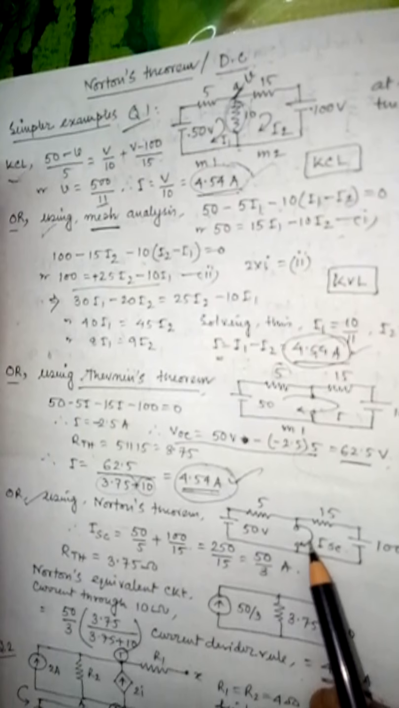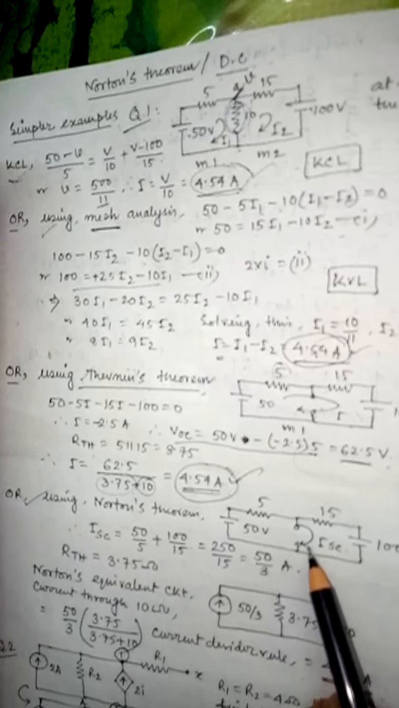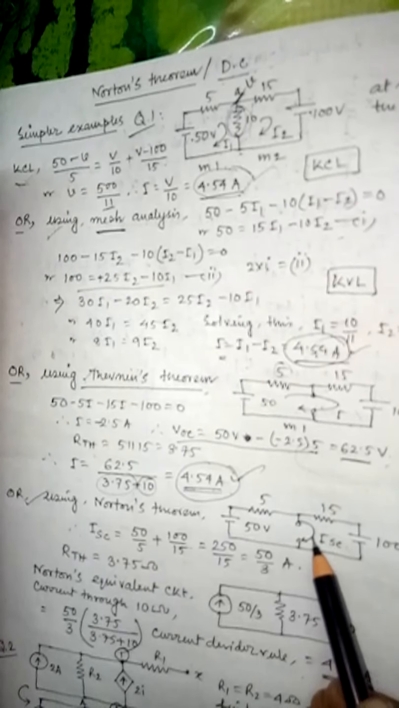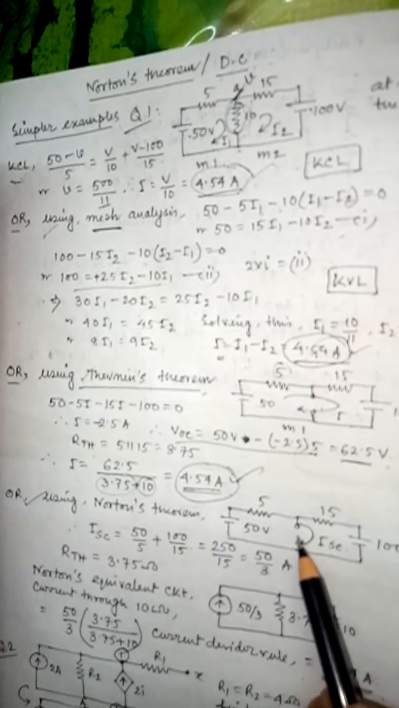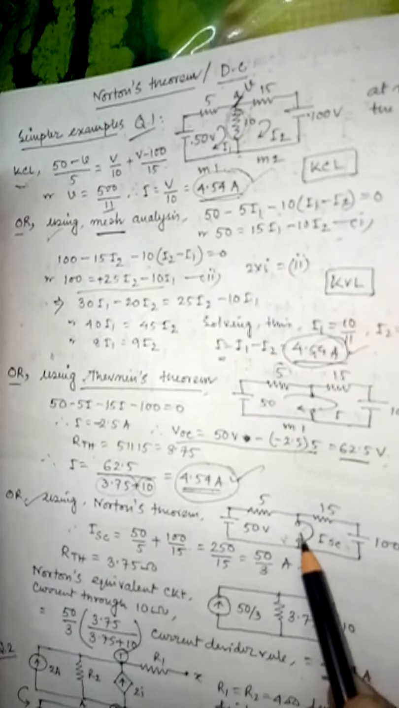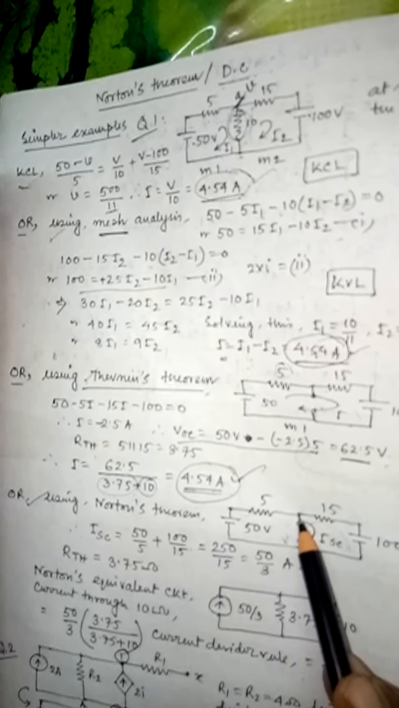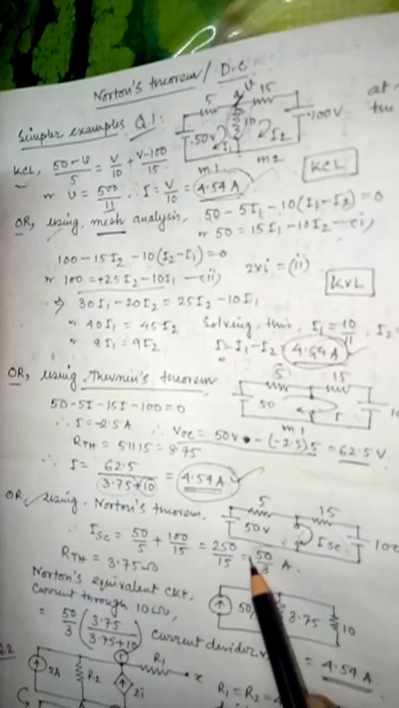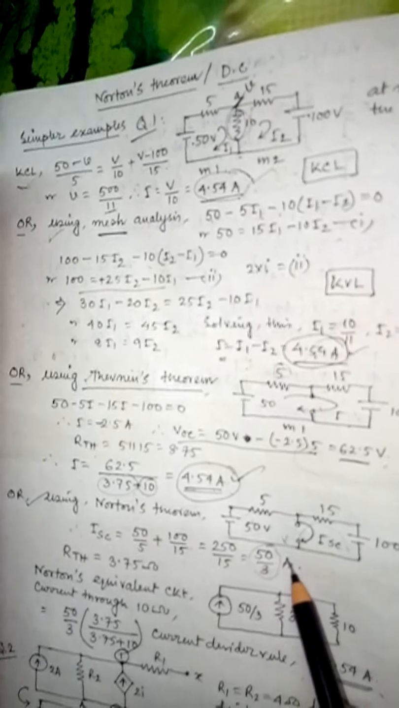This is ISC, short circuit current. So you have to find out the short circuit current. First of all, if you are making it short, the current is coming from this region to this region and from this region to this region, just like an ocean flow. So if it is shorted, it is 0. So what is the total current? 50 by 5, this is I1 coming to this node, and another is 100 by 50 coming to this node. So this is 50 by 3 ampere ISC.